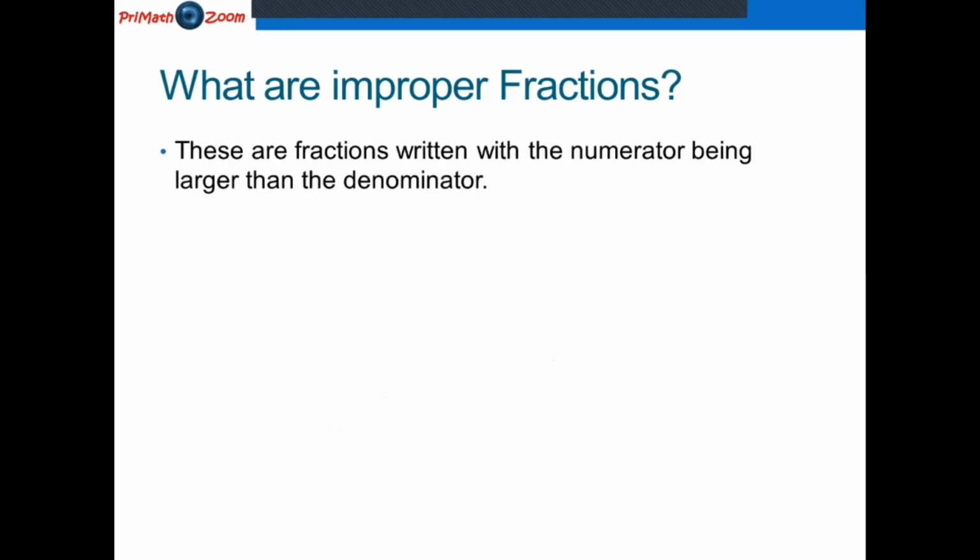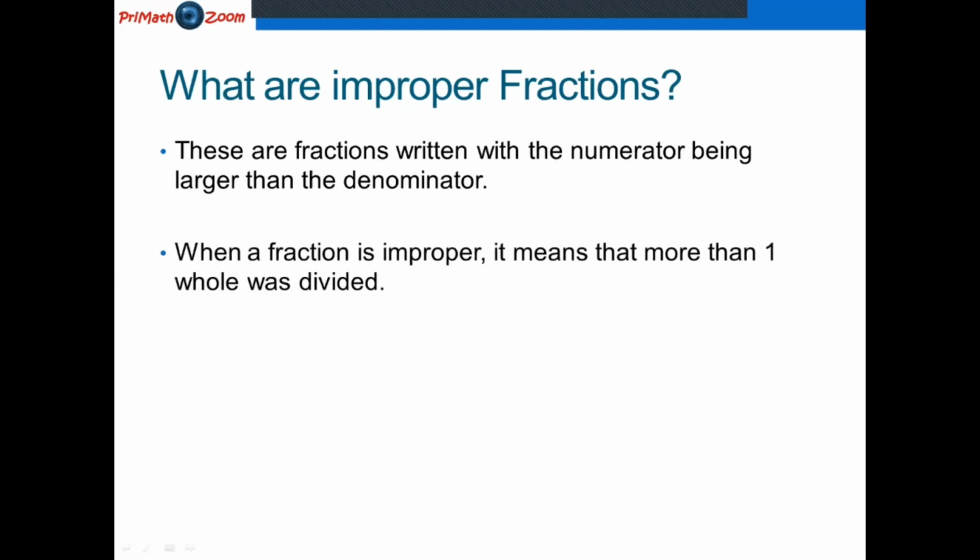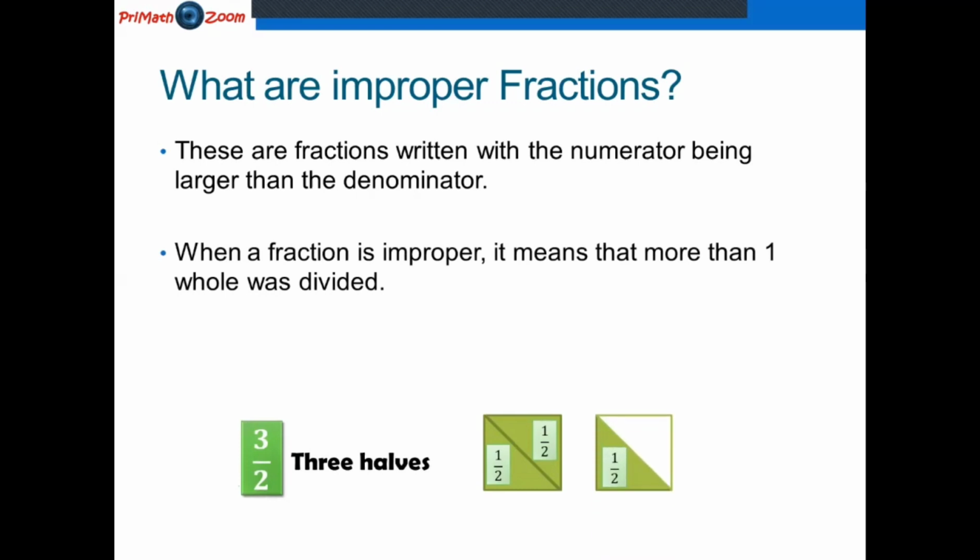Improper fractions are fractions written with the numerator being larger than the denominator. When a fraction is improper, it means that more than one whole was divided. Like this fraction, for example, 3 halves. It can be modeled like this: 1 half, 2 halves, 3 halves. So this would represent an improper fraction.